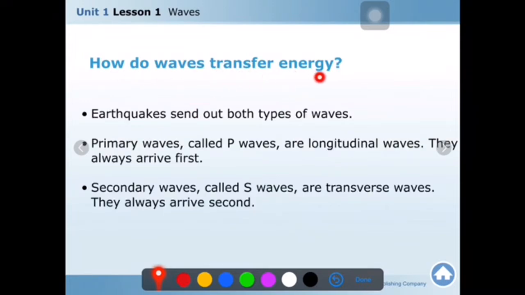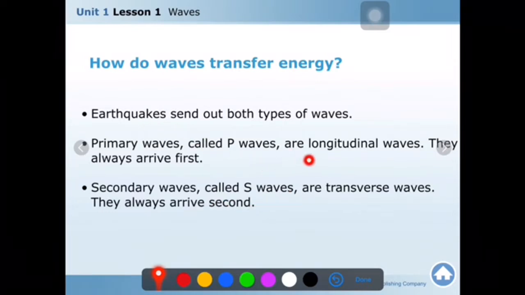How do waves transfer energy? Earthquakes send out both types of waves. Primary waves, called P waves, are longitudinal waves. They always arrive first, okay? The secondary waves, called S waves, are transverse waves. They always arrive second.